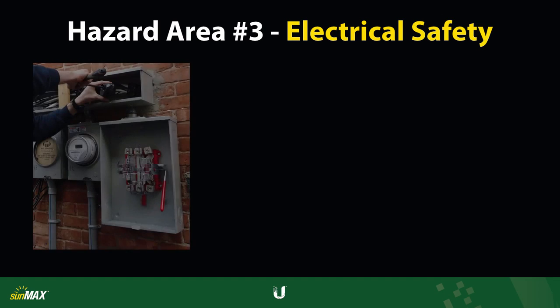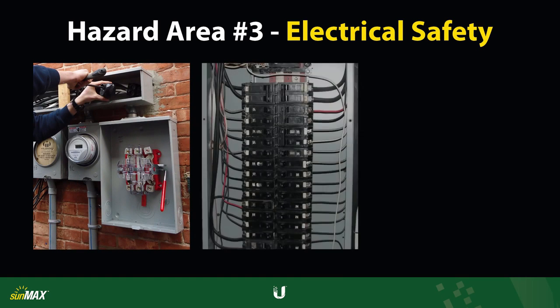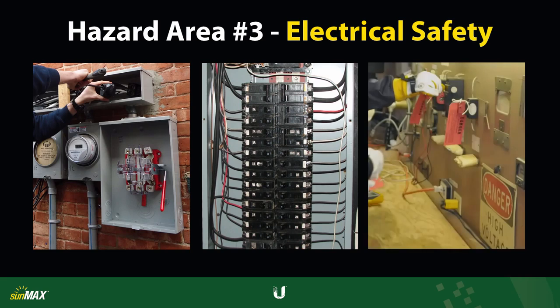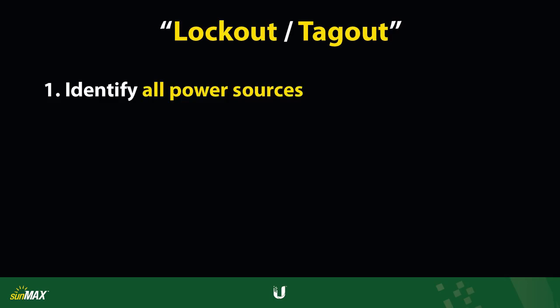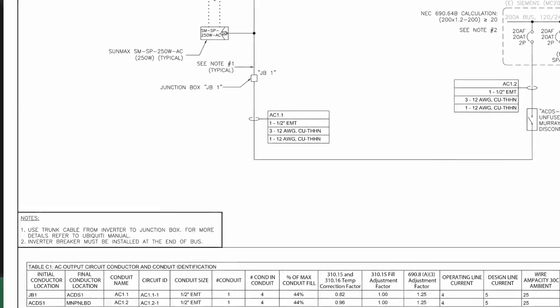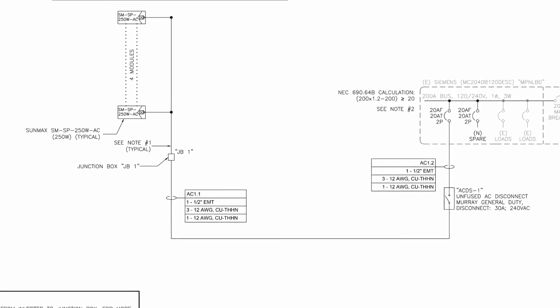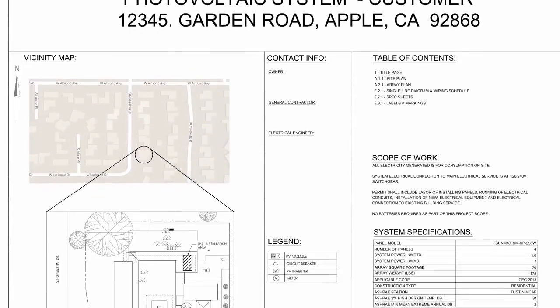The final hazard area for PV systems is electrical safety. Whether installing or performing maintenance on a PV system, all electrical circuits should be shut down to protect workers. Lockout-tagout describes the steps required to make the job site an electrically safe working environment. The first step of lockout-tagout is to identify all power sources at the job site. Not only should you consult the electrical diagram for the site, but also physically inspect the premises.